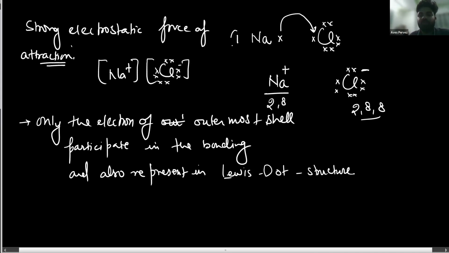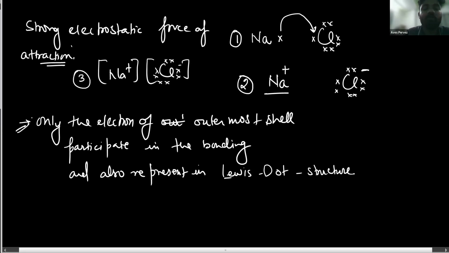first you need to represent this step. Second step is after donation of electrons, that is this one. And the third one is this one. Draw this one. And note this point also, that the electrons present in the outermost shells are shown. Moreover, please draw the structure of NaCl. Then we're going to discuss some others also.